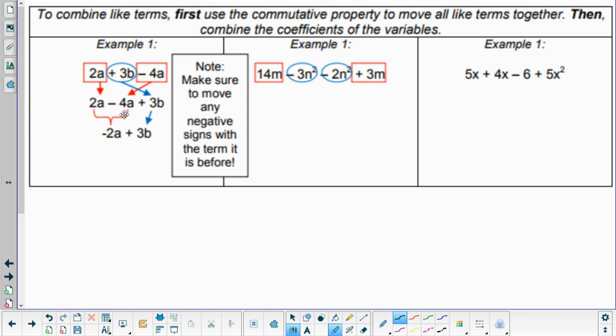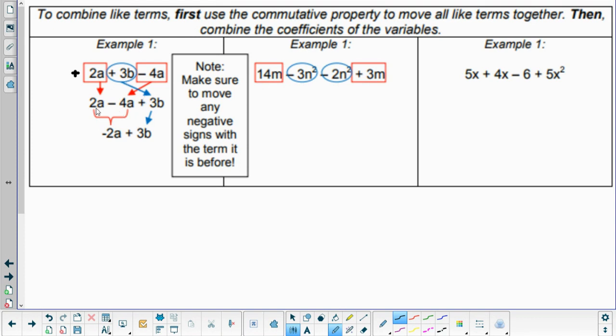Now, here's a little hint for you. Any symbol goes along with whatever's behind it. So although this 2a has no symbol in front of it, there's an imaginary plus sign that goes with that. This plus sign goes with the 3b, and then the negative goes with the 4a. So it's whatever is behind it goes with that symbol.